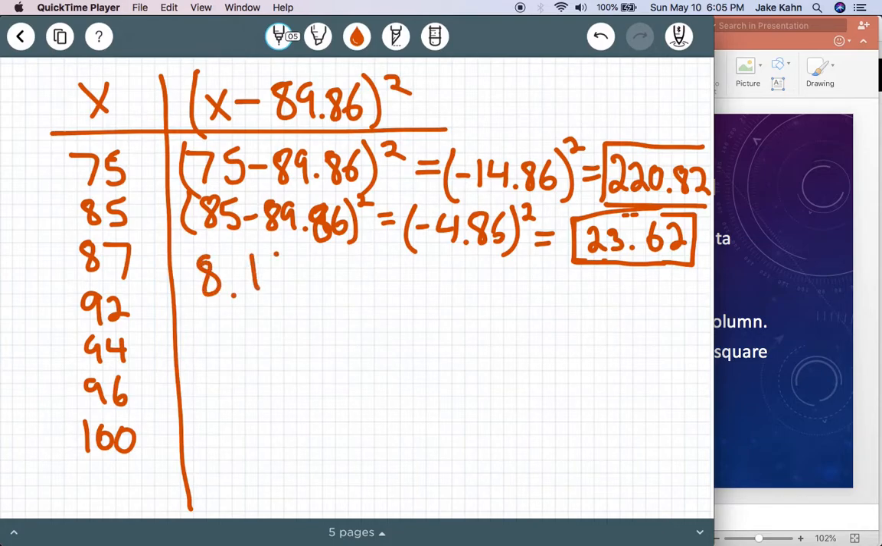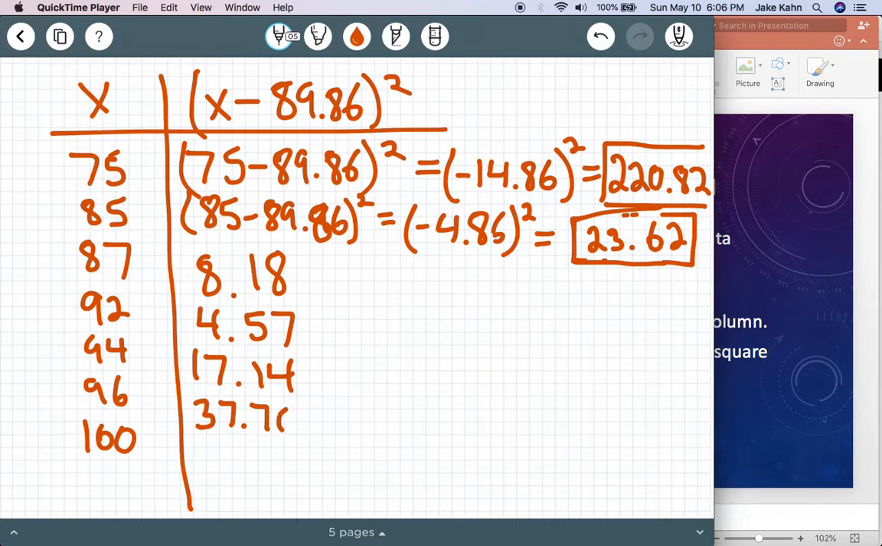So we got 8.18. We got 4.57. 94. We've got 17.14. 96 squared is 37.70. And then finally 100. Square it and we get 102.82. So I took my value, subtracted the mean, and squared it for all 8 rows in my table.